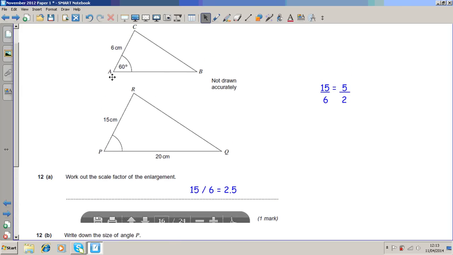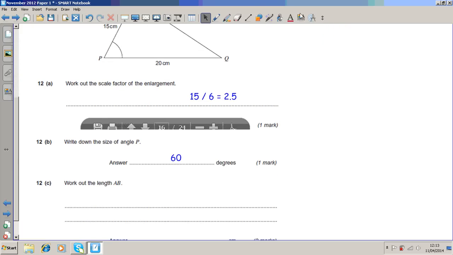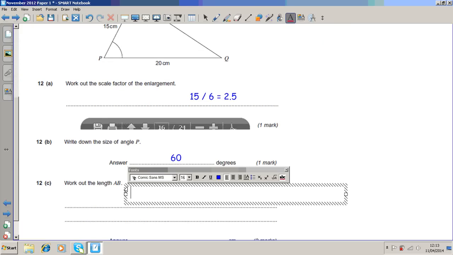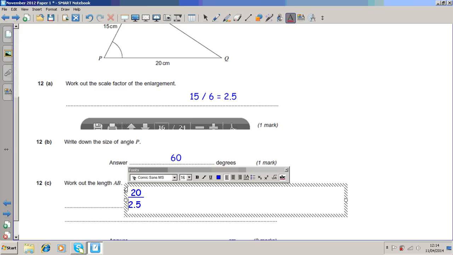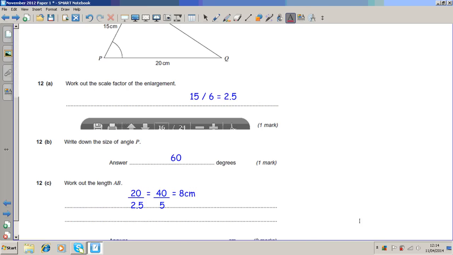Right, so a number times 2.5 is 20. So we need to do 20 divided by 2.5. How many times does 2.5 go into 20? 2.5, 5, 7.5, 10. It's going to go 8 times into it. Again, if you don't like that, use equivalent fractions. 2.5 up to 5 you double it, so you double 20 to 40. And then 40 divided by 5. Easy, 8 centimetres. So that would be your answer to that one.